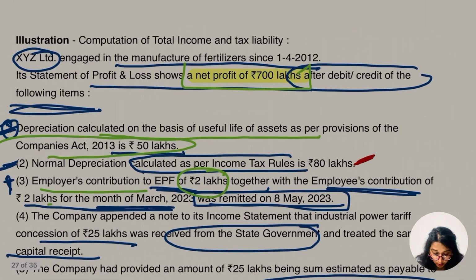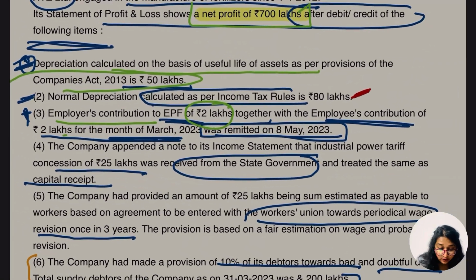There can be confusion related to this point, employer and employee contribution. We are not going for the employer contribution, guys; we are only going for the employee's contribution. It is allowable if it is paid before the due date. The PF due date is the 15th of the next month, which is 15th April here. A 5-day grace period is allowed within that time period. If it is remitted within that, the employee's contribution is allowable.